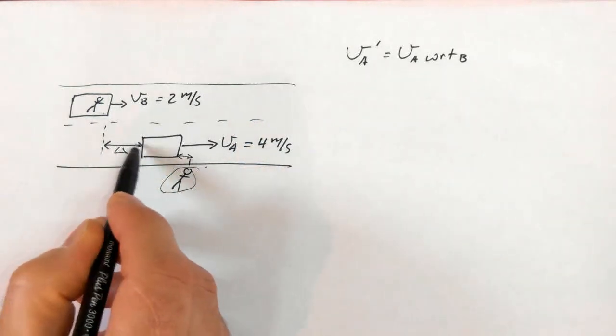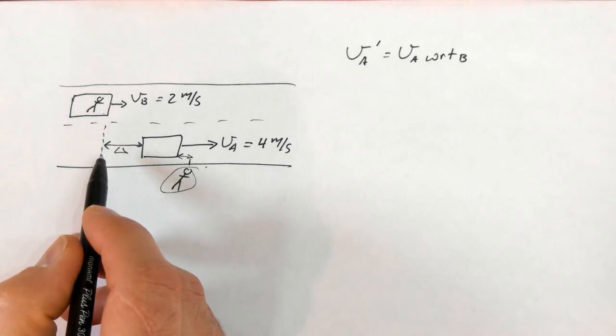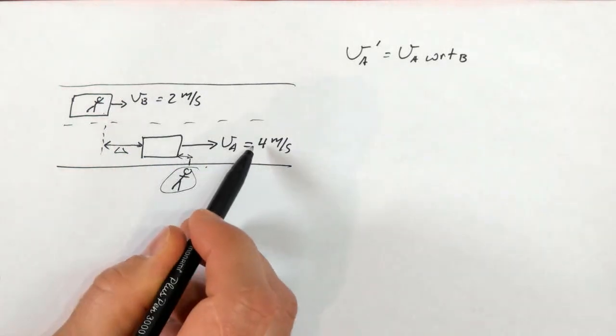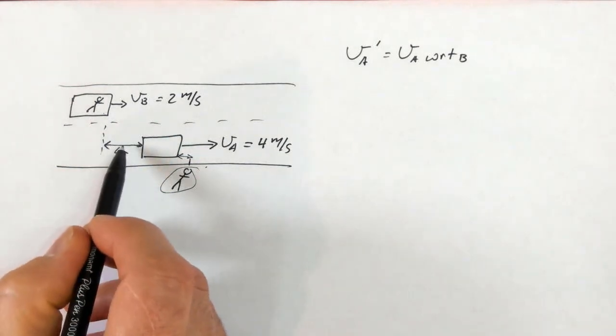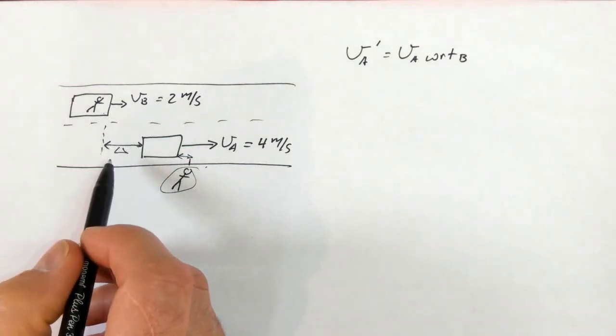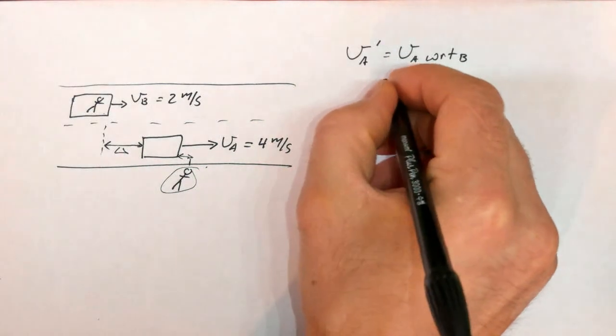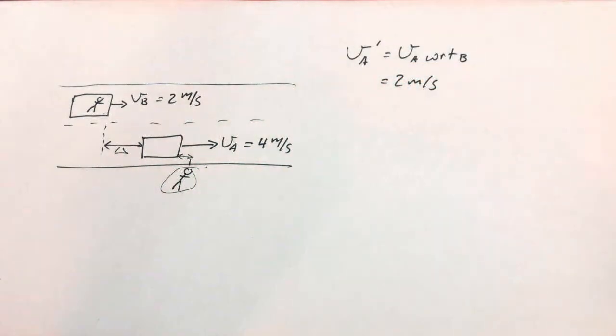How much is this distance changing? The basic idea is, well, this is going 2 meters per second faster than this one, so the space between them is getting bigger by 2 meters per second. Okay? So this would be equal, in this case, to 2 meters per second.